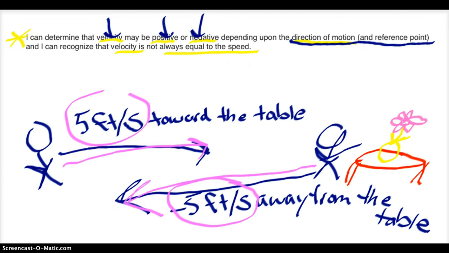The second part of this says, I can recognize the velocity is not always equal to the speed. And this would be, again, a perfect example. Okay? So yes, the speeds are the same in both of these cases. However, the fact that this is negative and this is positive makes them different. There you go.